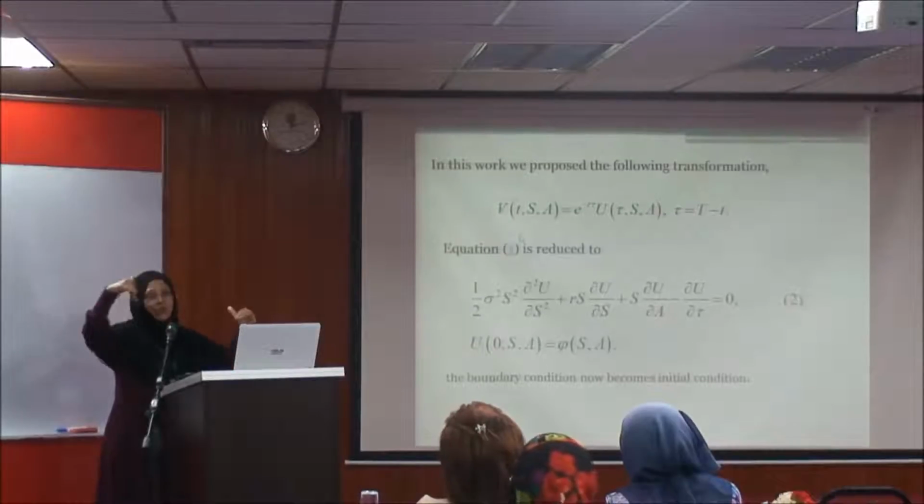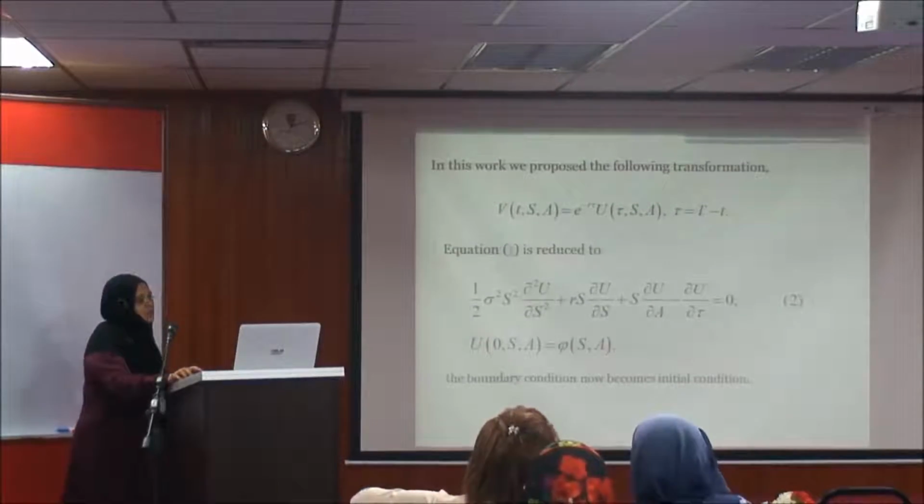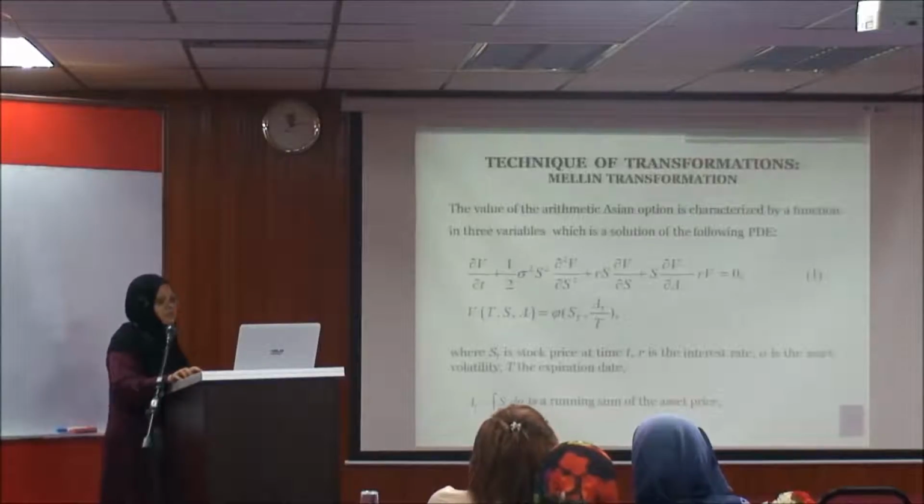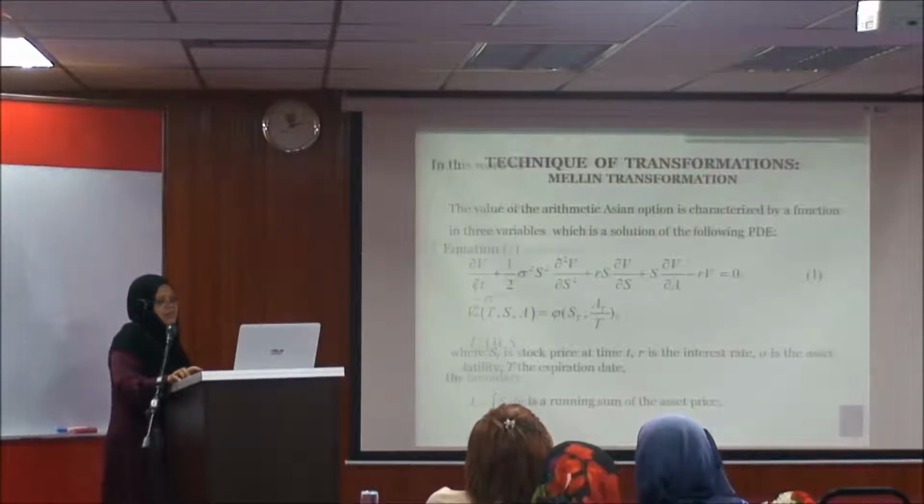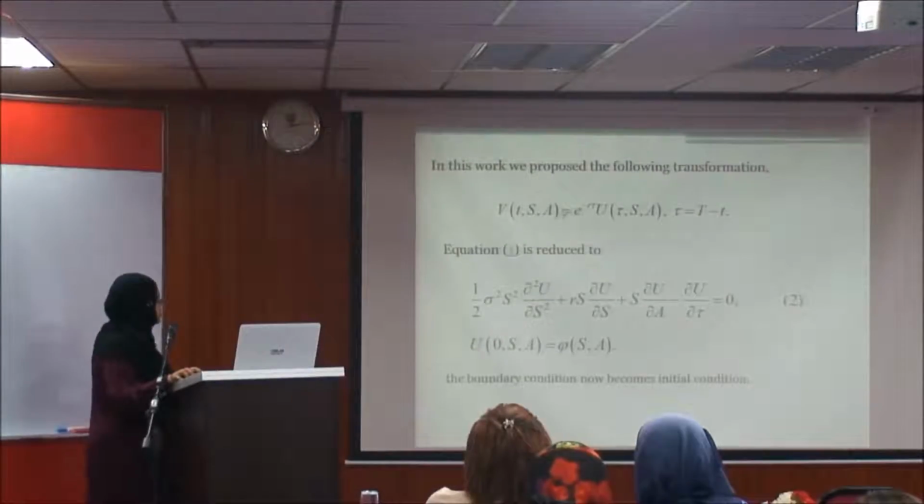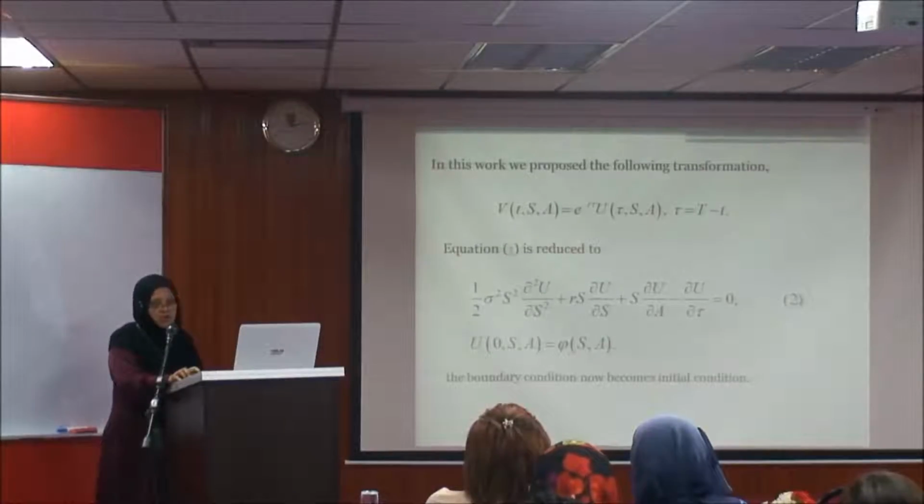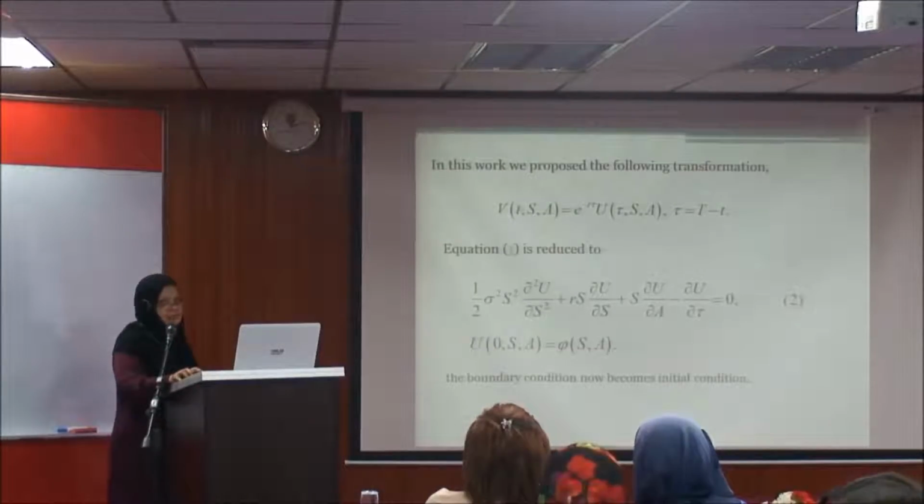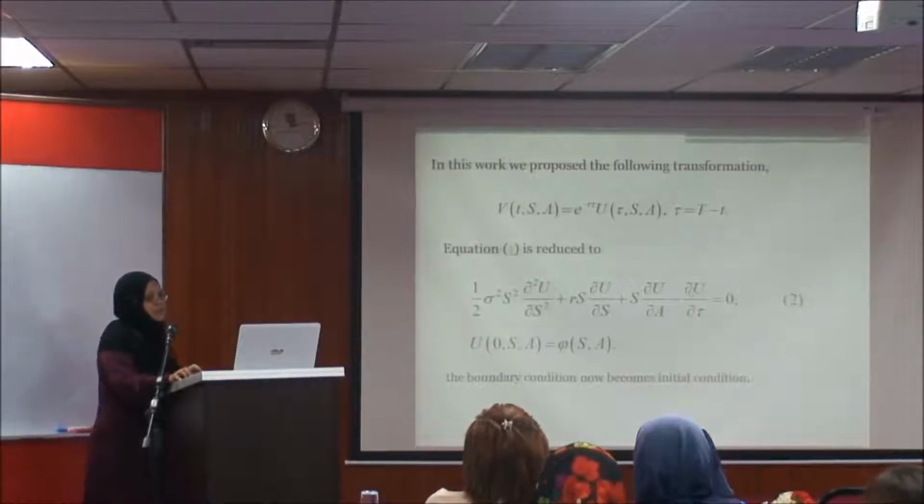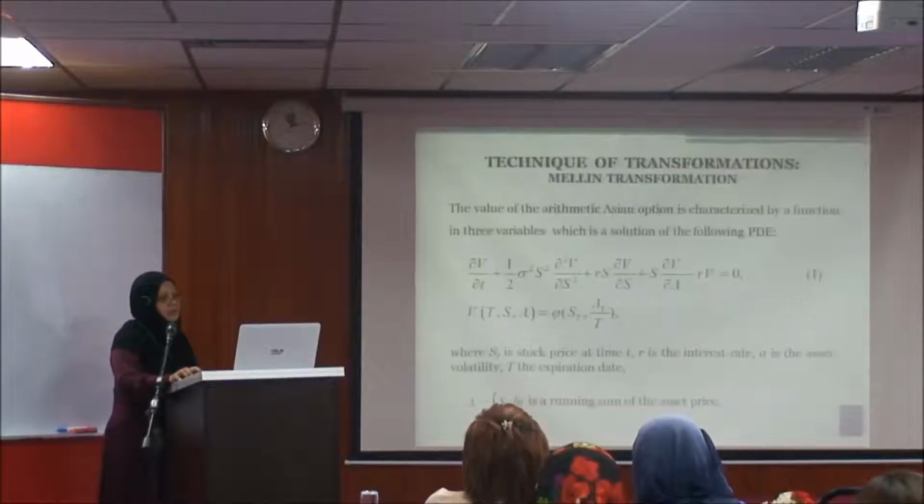So the small t is anywhere inside the interval. So equation 1, just a reminder, this is equation 1. Once we use this change of variables, we reach equation 2, whereby now we have a boundary condition, and after this transformation of change of variables, we get the initial condition with the variables U.